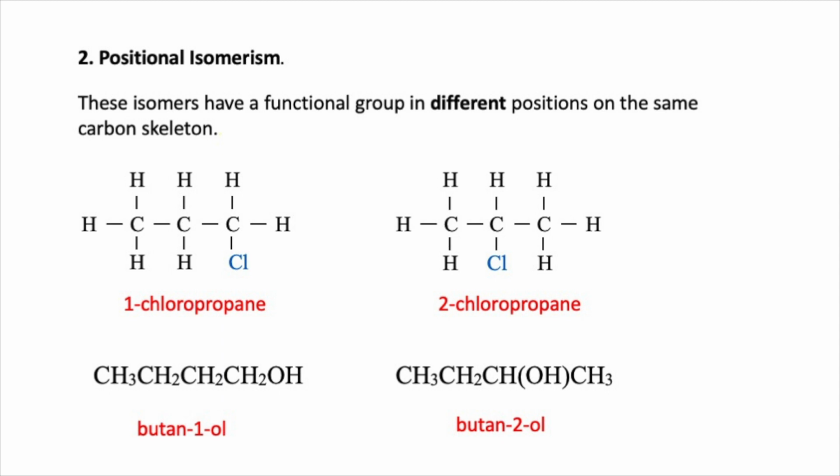So in butan-1-ol, the carbon chain is 4 carbons long, and the OH group is on the first carbon. That's why it's called butan-1-ol. The OH group is the functional group. In butan-2-ol, the OH group is on the second carbon. So therefore, that's why it's called butan-2-ol. Both have the same length of carbon chain, and all we've done is move the functional group to a different position on this carbon chain. That's why they're classed as positional isomers.